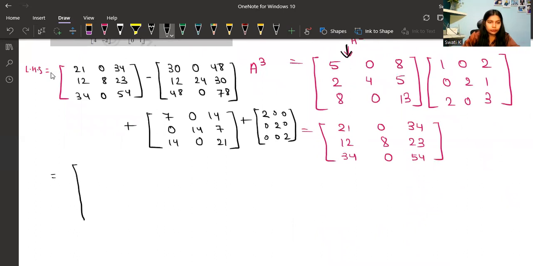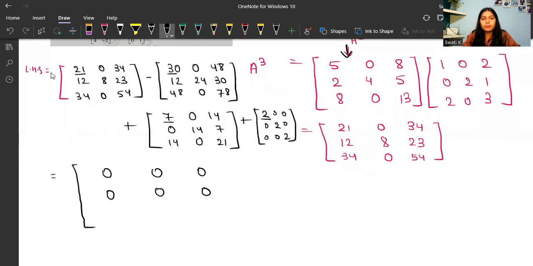All right, so yes. Clearly you can see that this is 21 minus 30 plus 7 plus 2. If you simplify this, it is 21 plus 7, 28, 28 plus 2, 30, and 30 minus 30 is 0. Next is 0, 0, 0, 0. So it's 0 only. Next is 34 plus 14, and that is 48, and 48 minus 48 is 0. Next entry, 12 minus 12 is 0, and then it's 0 only. Next, 8 minus 24, that is minus 16, and here 14 plus 2, that is plus 16. So minus 16 plus 16 is 0. Next, we have 23 minus 7 is minus 7, and minus 7 plus 7 is 0.